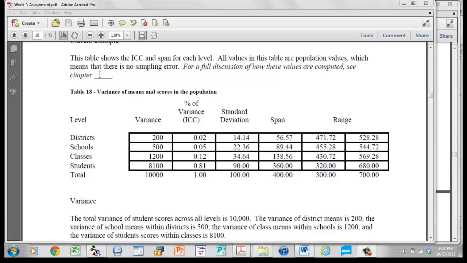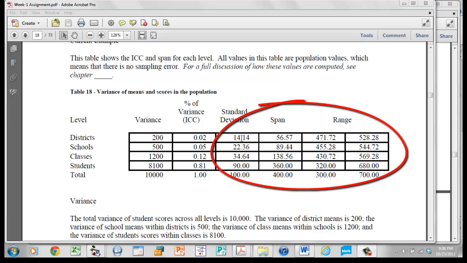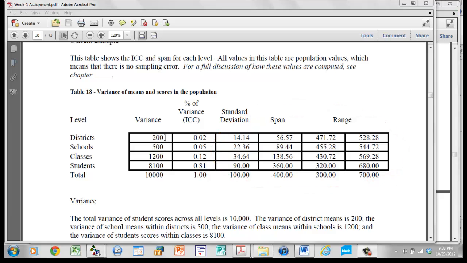So while these two columns over here, the variance or the ICC, are the numbers that we actually use to compute power, the problem with them is that they're not intuitive. If we want to take these numbers and translate them into a metric that we understand so that we can say whether or not these values are plausible, generally the way that we would do that is to put them back onto a raw scale. And that's fairly simple. If, for example, the variance for district means is 200, the standard deviation for district means is simply going to be the square root of 200. It's going to be 14.14.